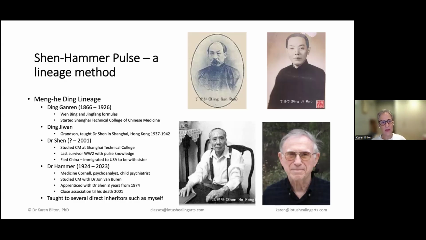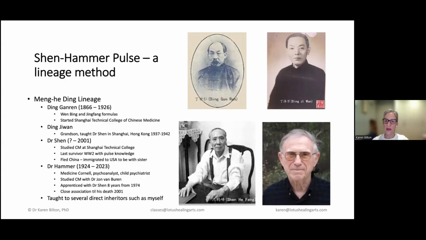People would probably be aware of Dingan Ren because of his association with the Wenbing school, but he was a proponent of both Wenbing and Jingfang formulas. It's written in that museum, which confirms what I'd been told, that he would use classical formulas for the really sick people and the more modern formulas for people who weren't so sick.